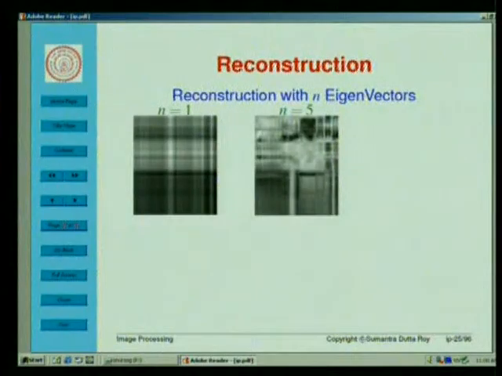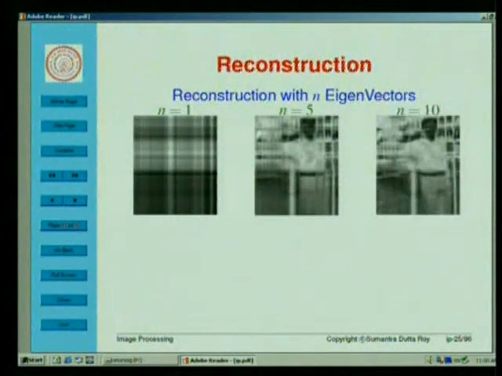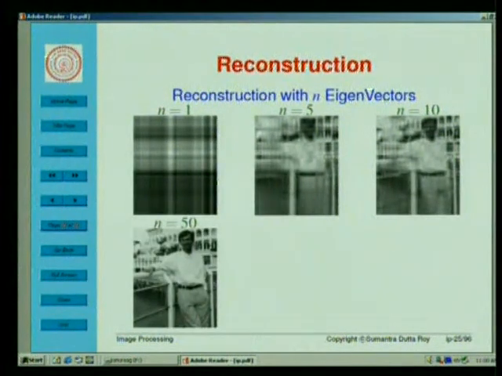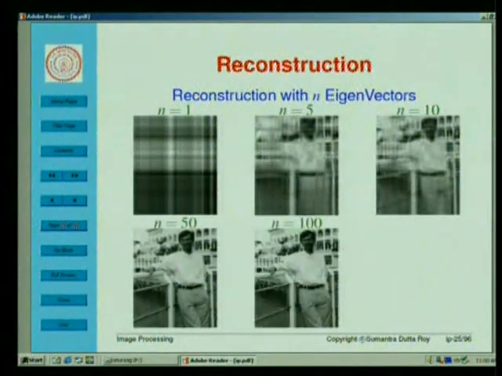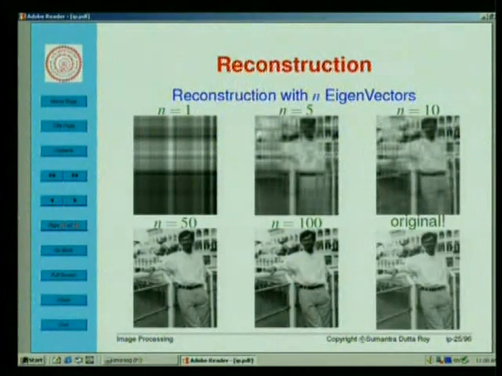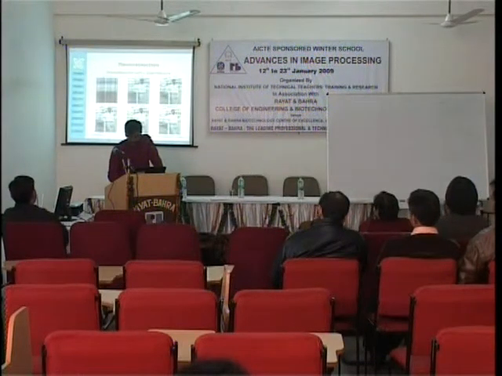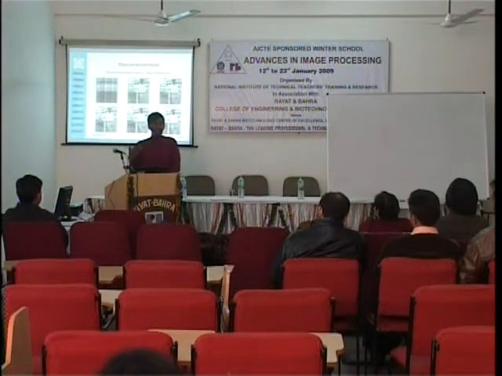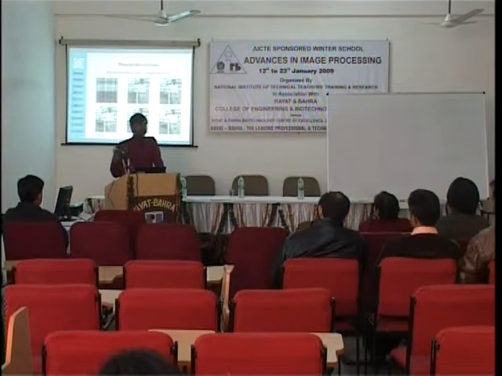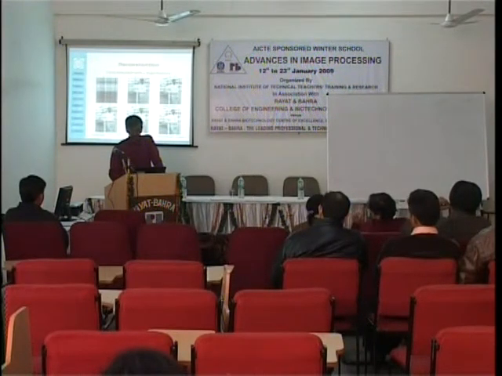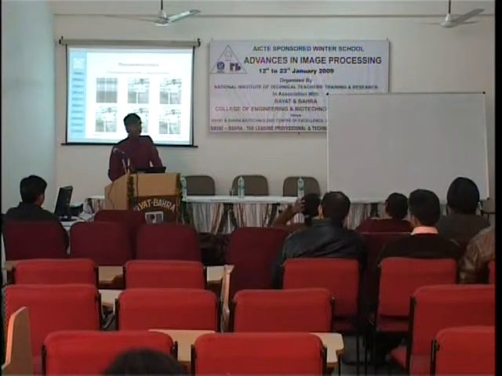Using 5 eigenvectors, let's see if you can identify that famous model. 10 eigenvectors, 50 of them, 100 of them. By now you should have identified them, right? And this is the original image. So that's it. So this tells you that you can actually get a lot of compression. And this actually happened to be compression in the real sense. This was before I got married.